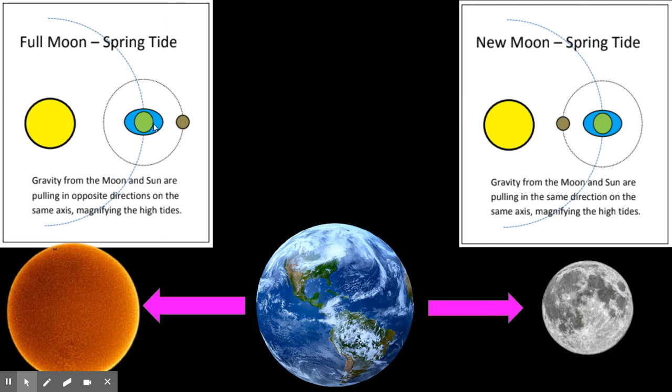But in these 2 locations, this is going to be spring tides. Now, in this location here, this would be the full moon. We talked about the lunar cycle. Full moon is when the moon is on this side. And then the new moon is here. So spring tides always occur during the full and new moon of an area.